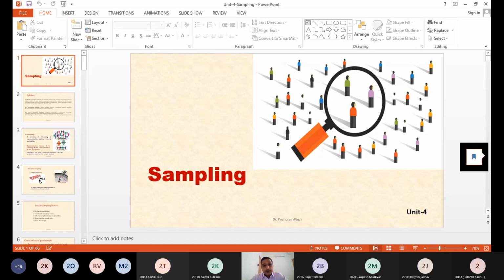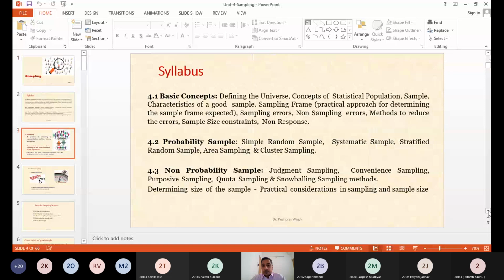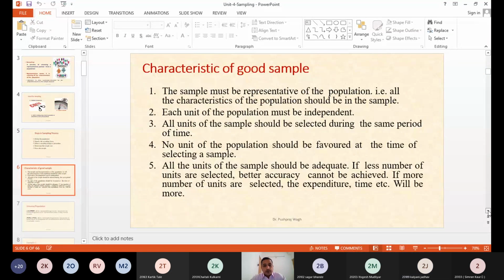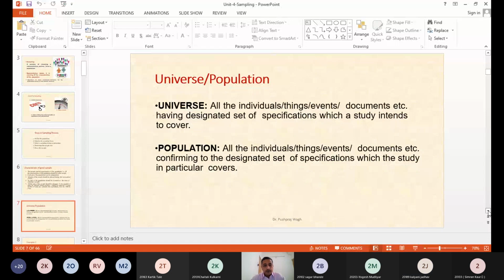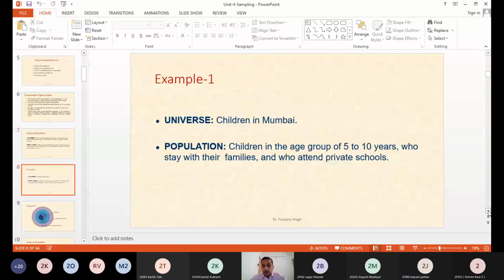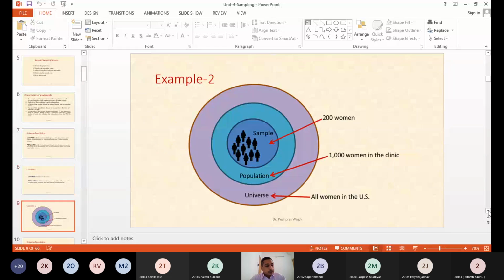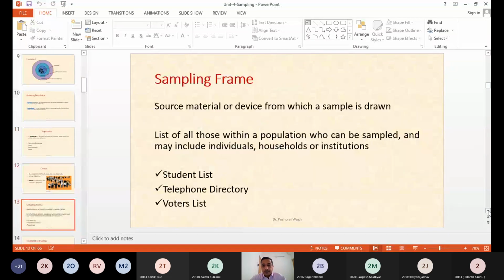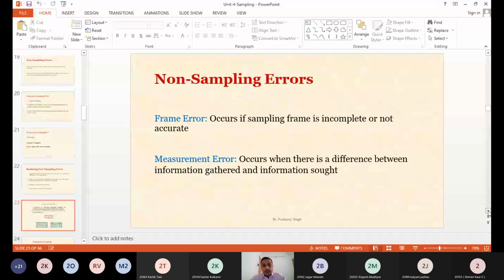In the last session, we have discussed the various sampling methods. We saw that there are two major sampling methods, that is probability sampling and non-probability sampling. We saw the different types of probability sampling as well as the different types of non-probability sampling in the last session.